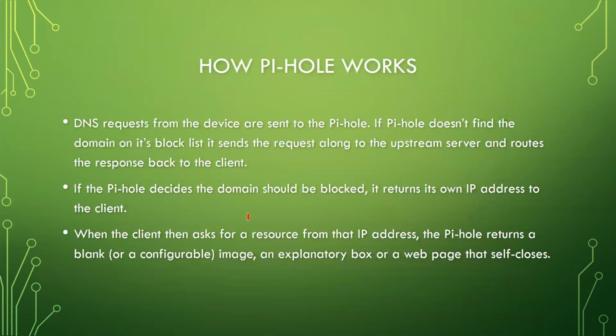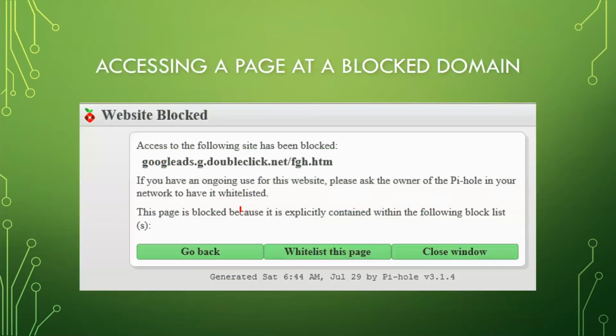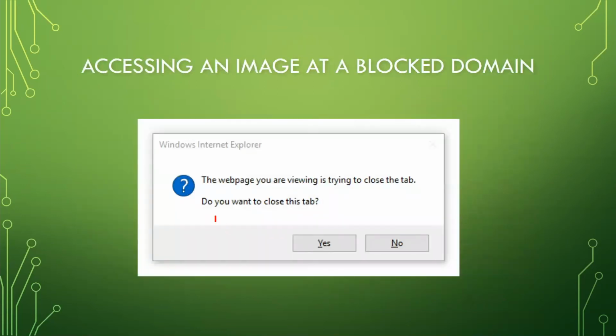If it's blocked and it asks for a resource from that, whether it's an image or JavaScript file or whatever it is, the Raspberry Pi will answer it and then either return perhaps a page like this, which will give you a chance to whitelist it. You notice here there was a request for doubleclick.net. You could whitelist it right there. Or it might be a block like this from when your browser is saying it's trying to close the page. That's a key that the Pi-hole has interceded.